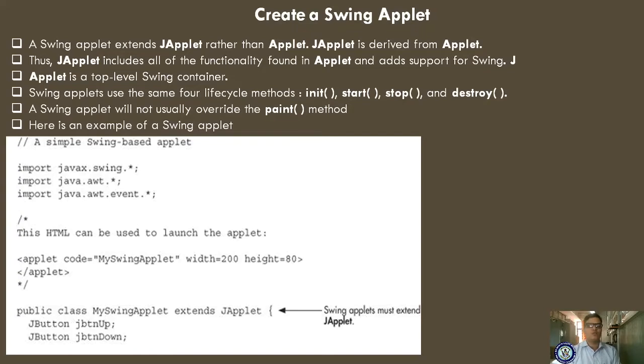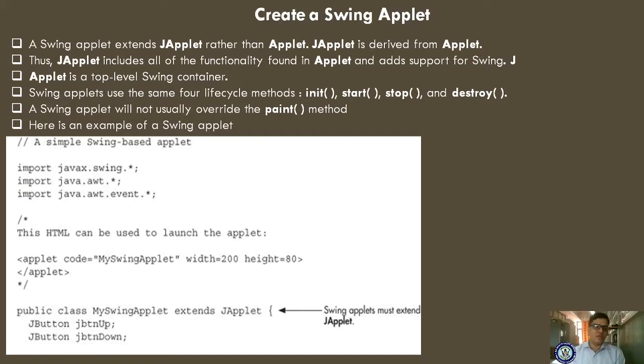A swing applet will not usually override the paint method. Here you are not supposed to use the paint method. Instead of the paint method, you use general output methods. Okay, so we will see how we are doing that.